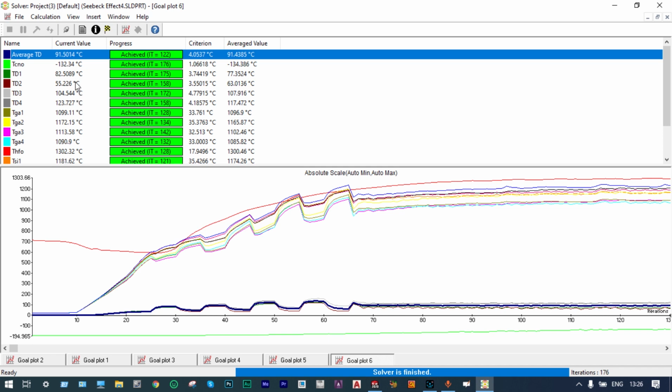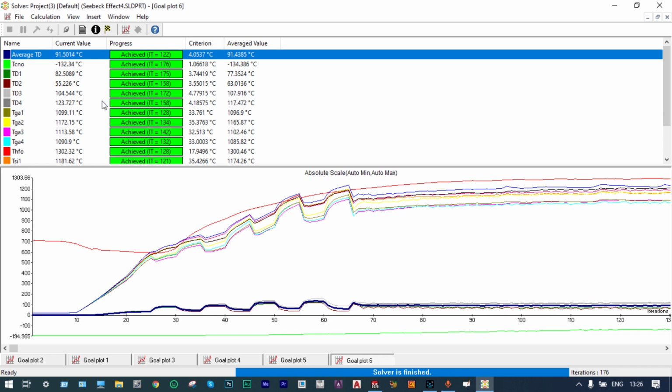And at different surfaces we got different temperatures. The temperature difference at the first surface is 82.5 degrees centigrade. Similarly, the second surface is 52 degrees centigrade, third surface is 104 degrees centigrade, and fourth surface is 123.72 degrees centigrade. So we are having different temperature ranges at different surfaces, right? And we got an average temperature difference of 91.5 degrees centigrade. This is enough to have this Seebeck effect, and from this we can produce electricity.